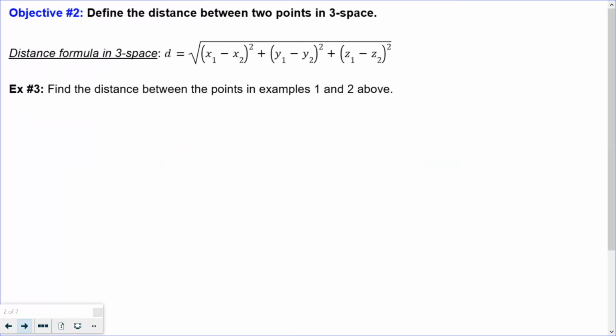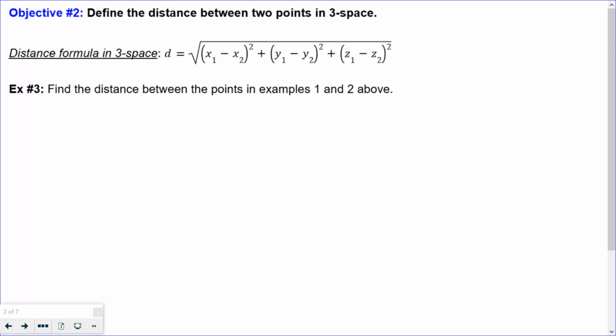Find the distance between the points in examples 1 and 2. So guess what? The distance formula is here. Isn't that the same distance formula we did in 2 space, but then we just extend it to 3 space? So we have the z's.